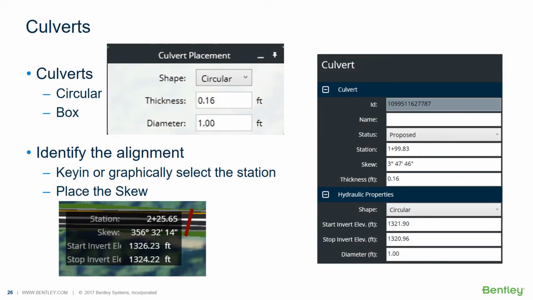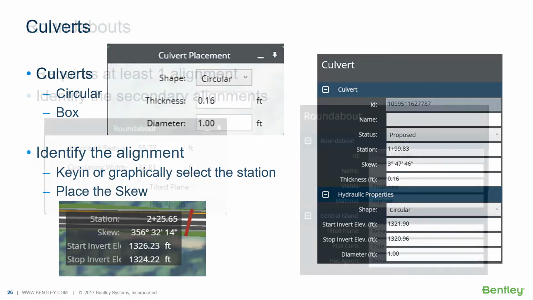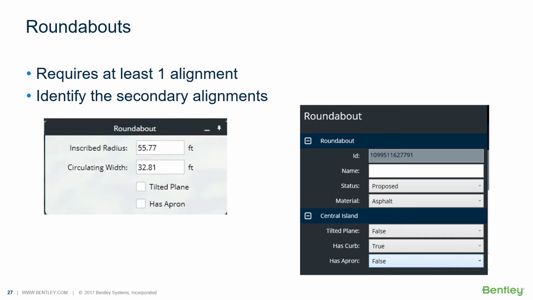You can place culverts in this product now, and a culvert can either be circular or rectangular. And again, you can give it elevations starting and stopping and diameters and the station ranges that it's placed at and skew angles, or the station that it's placed at.